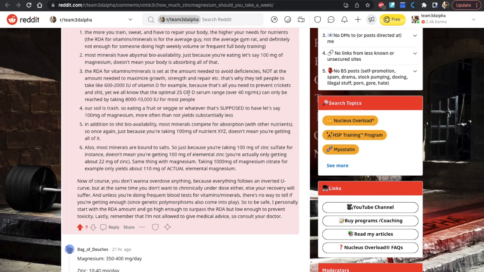Yet we all know that the optimal 25-OH-D serum range, over 40 nanograms per milliliter, ideally close to 60, can only be reached by taking 8 to 10,000 IU for most people, depending on where you live, how much sunlight you get, the color of your skin, and so on. So they give you these weak recommendations because that's all you need to prevent disease, but they don't give you the amount you need to optimize health, bodily functions, and obviously performance.